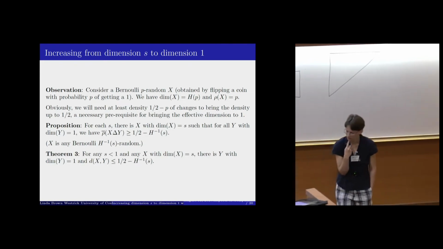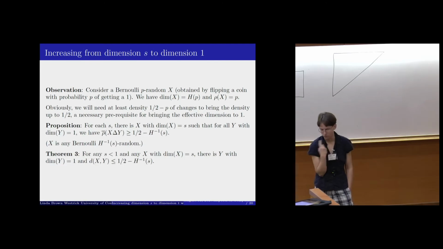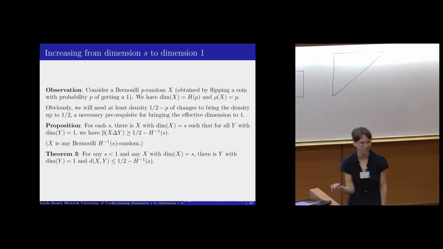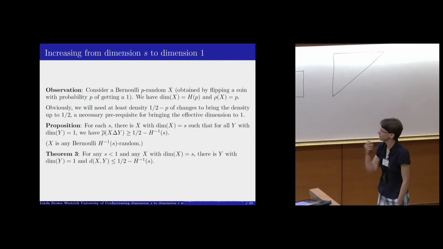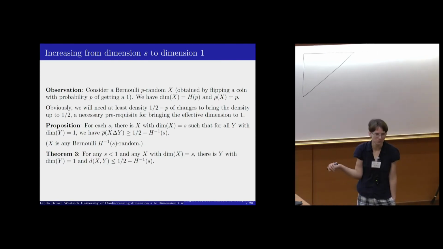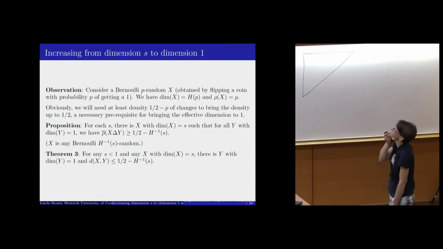You can make the following observation. So, consider a Bernoulli p random. Take some coin that has probability p of coming up heads and flip it a lot of times, and get the sequence that comes out. That sequence is going to have density p, right? Because your coin comes up heads probability p of the time.